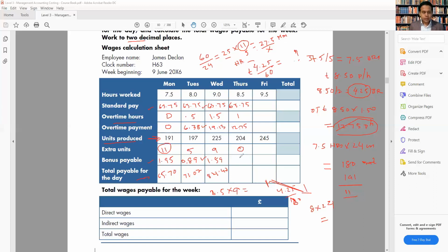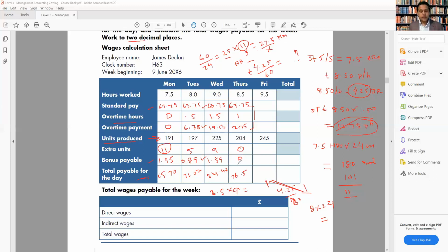And we are not going to pay any bonus, isn't it? If you don't make extra, you don't get bonus. So for him, the Thursday payment will be only the overtime and the basic pay, and that will be 76.5. Thank you, Wong. 76.5. Very well done, Kiran.